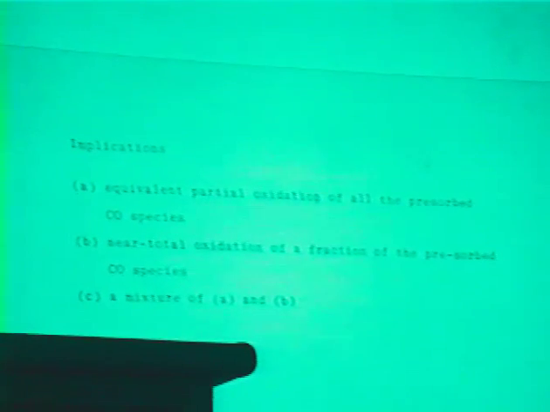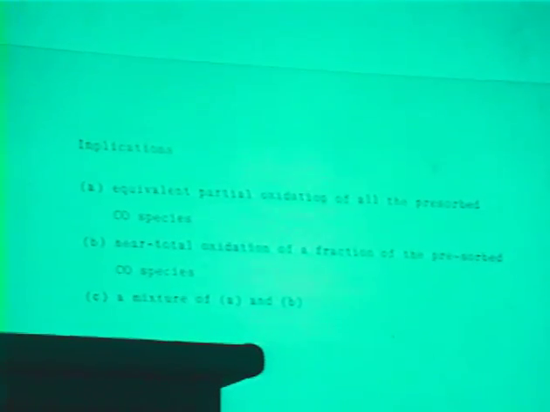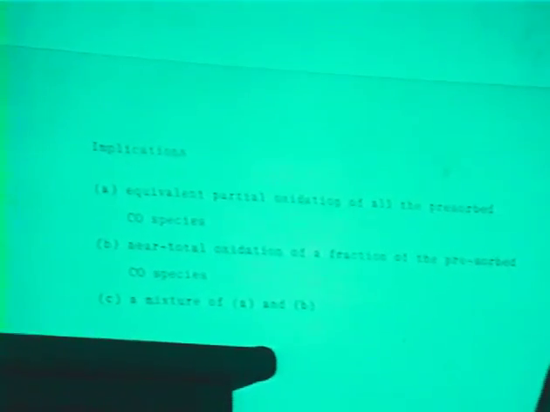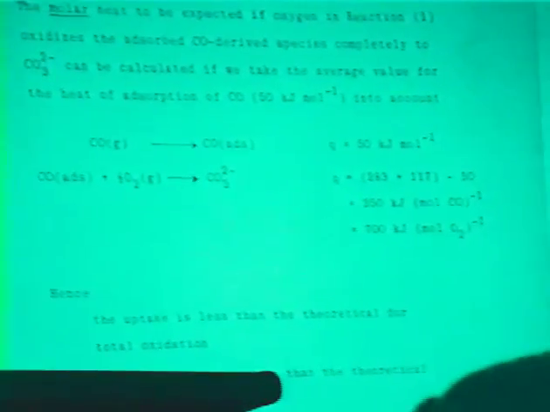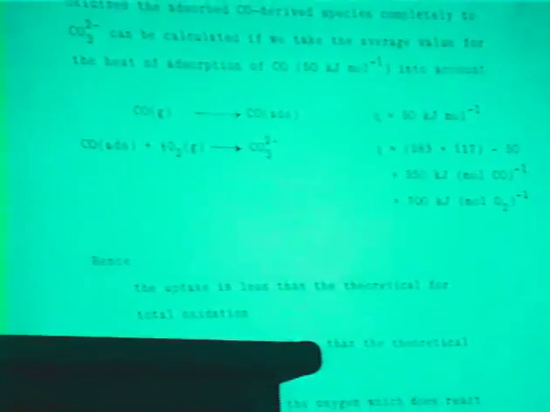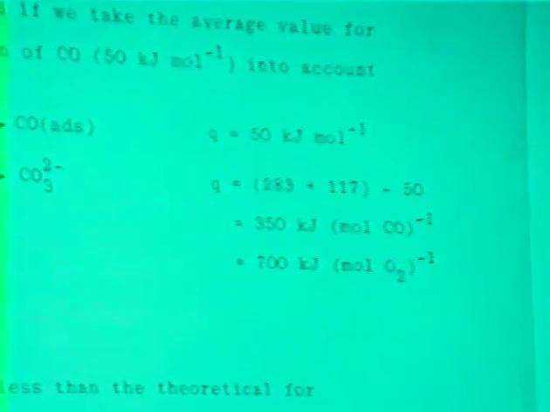Now we can calculate the heat that we would expect if there was total oxidation if we take into account the heat of adsorption of carbon monoxide. As you know, we measured that. I showed you the heat of adsorption data. The heat of adsorption of CO is of the order of 50 kilojoules per mole.